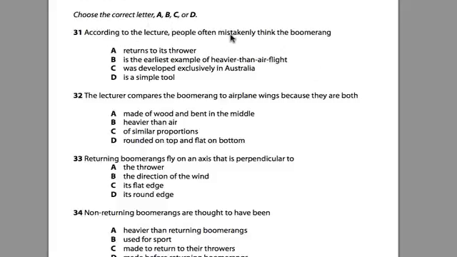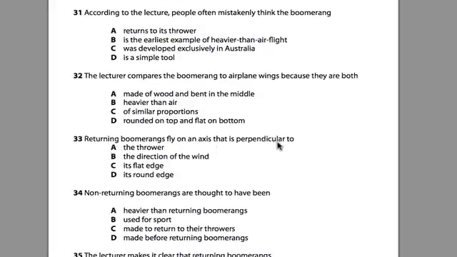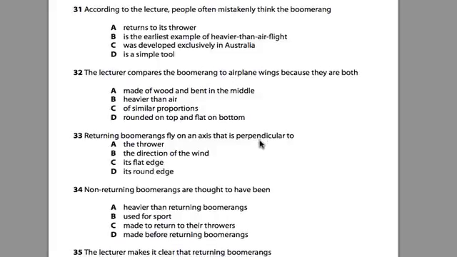According to this lecture, people mistakenly think the boomerang. Mistakenly, key, underline this. Okay, we have a few answers here. The lecturer compares the boomerang to airplane wings. Compares, and both airplane wings and boomerang. Let's underline those. Returning boomerangs fly on an axis that is perpendicular to. Underline perpendicular. This is a very specific piece of vocabulary, so we'll probably hear this in the listening itself. Now turn to section 4.